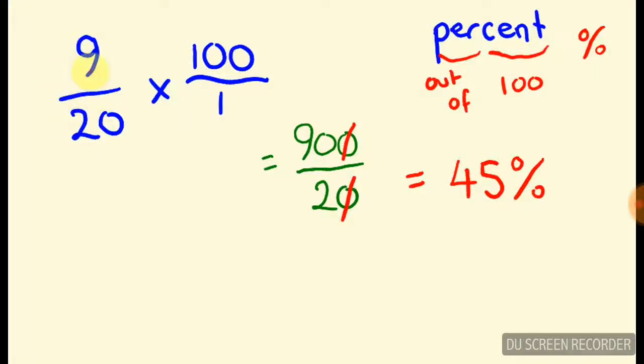Okay, this one, funnily enough, we actually can't take down anymore. There's no common number that goes into 9 and 20 except for 1, and that won't actually really change our fraction here. But our answer is 45%. Okay, which makes sense because 9 is a little less than half of 20. Half is 50%, so we should expect an answer a little bit less than 50%. So this is a good answer.